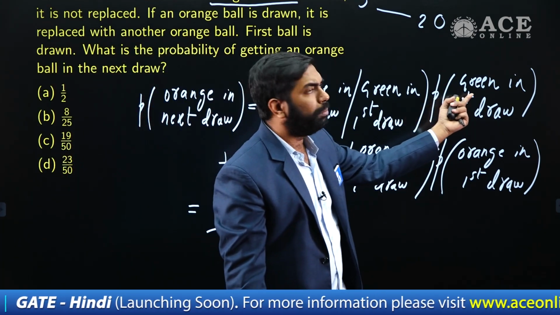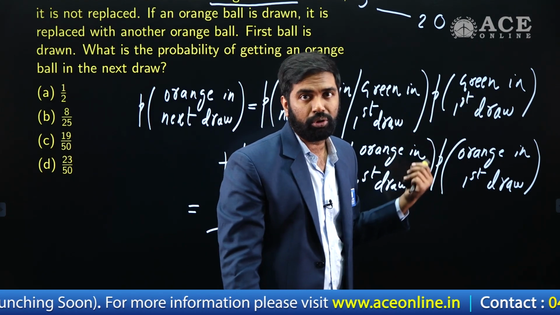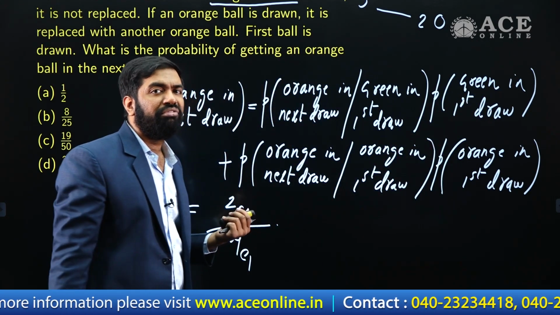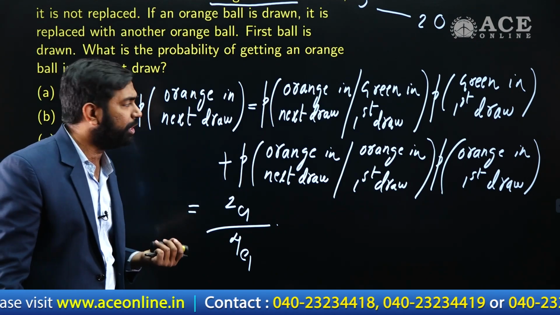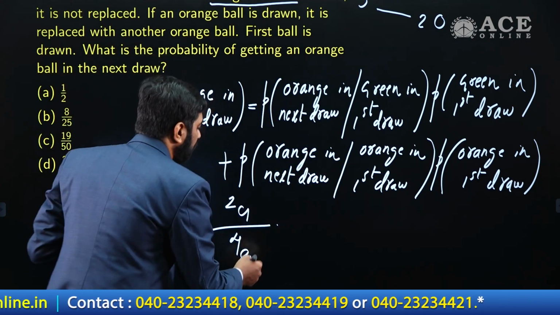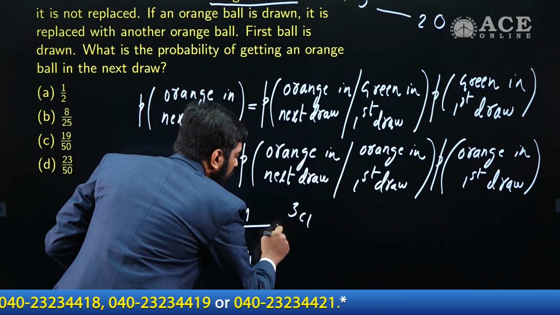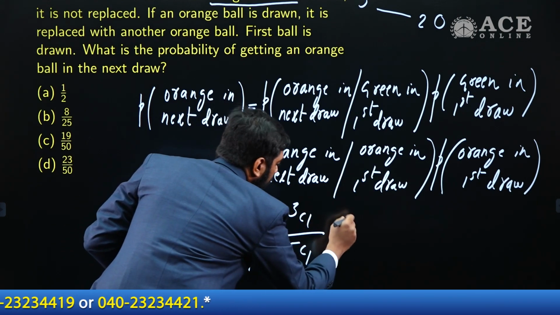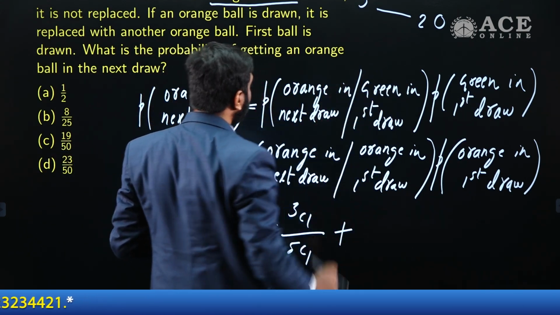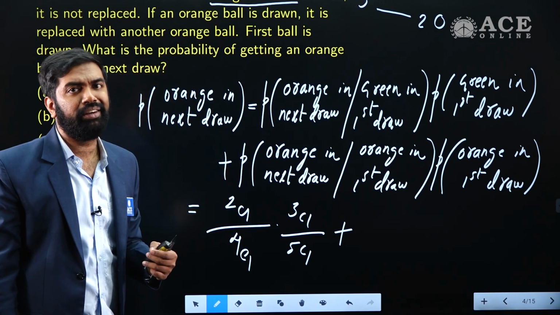What is this? The probability of drawing green in the first draw, right? So initially there are five objects and you want to draw one green. And how many green are there? 3 are there. So because of that, it is 3C1 by 5C1. So I'm done with this first term. Let's look at the second term.